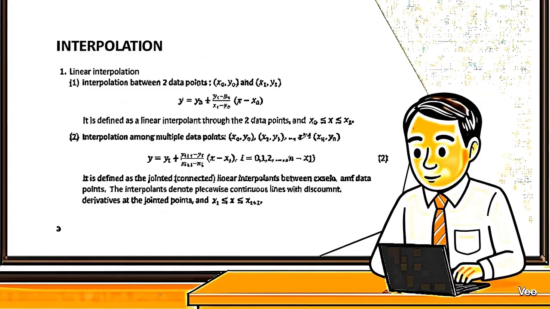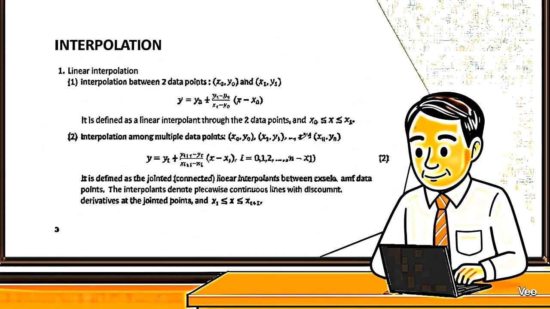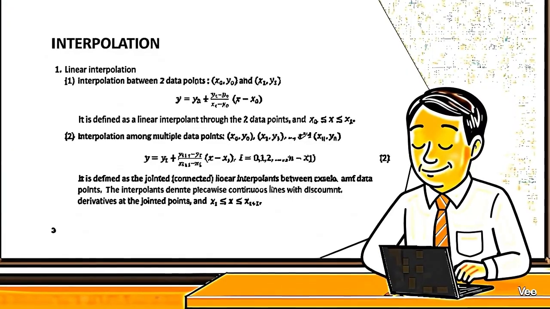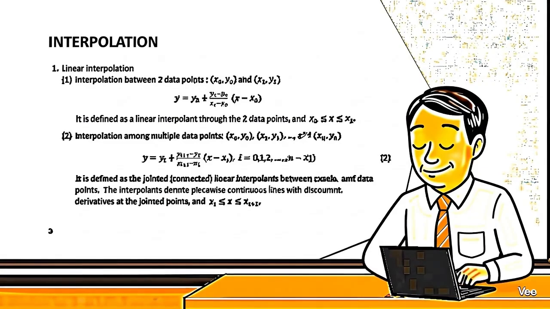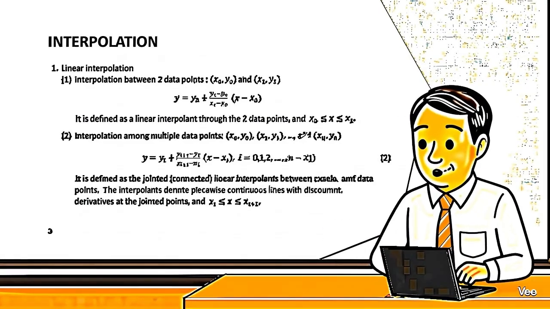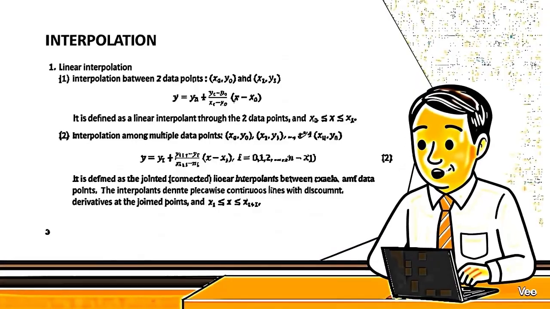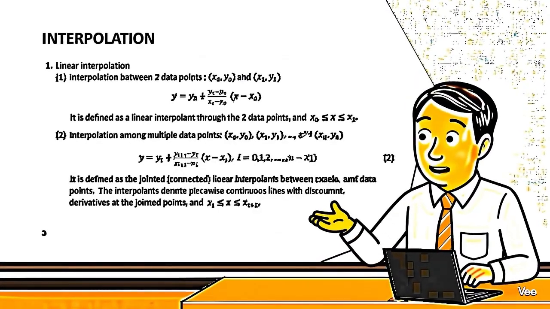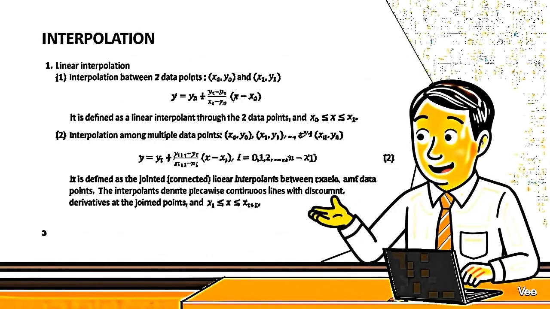However, it's important to note that the interpolant is not smooth. At each pair of the jointed points, the slope of this piecewise continuous line changes abruptly. This means the derivative is discontinuous at these points. This is one of the main limitations of linear interpolation. And it's why we sometimes need more advanced methods, which we'll discuss later.